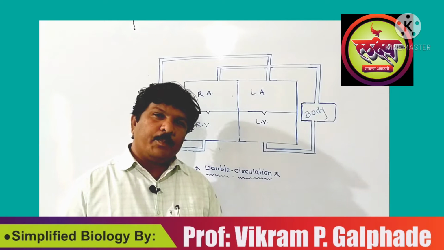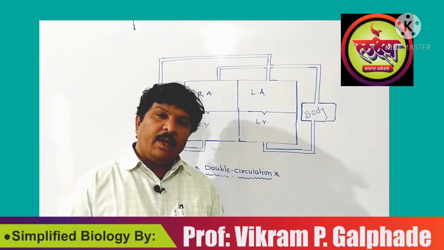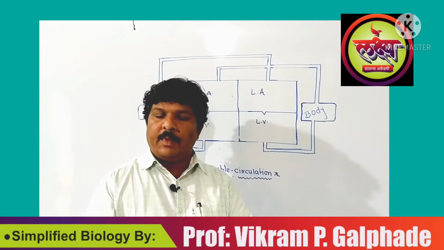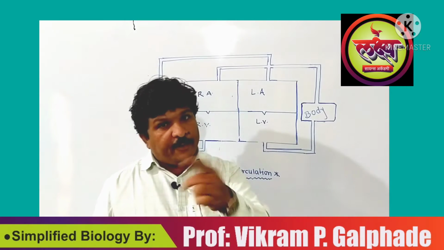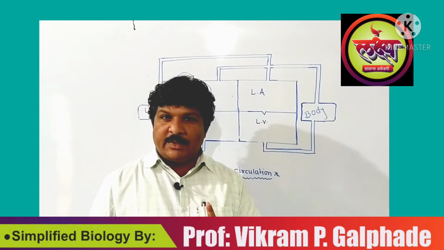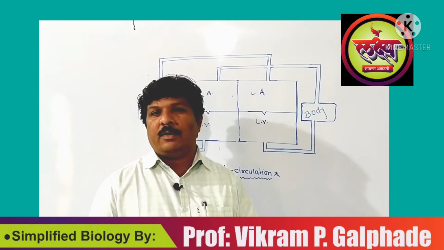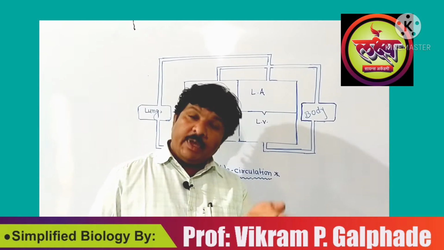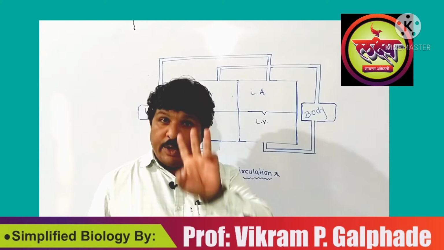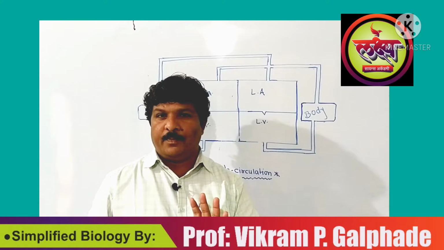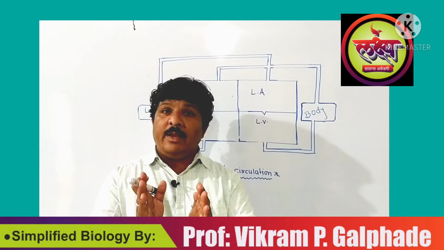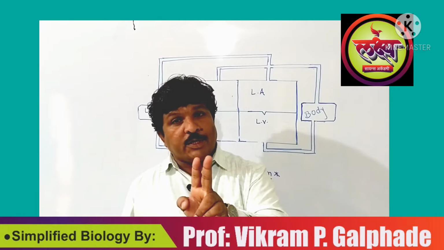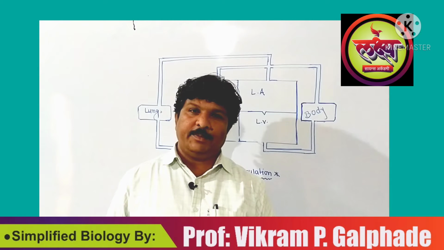You know boys, basically different organisms show different circulation. Different animals show different circulation. Like Pisces, they show single circulation. Amphibians and reptiles show incomplete double circulation due to the presence of a three-chambered heart. And mammals and aves show complete double circulation due to the presence of a four-chambered heart.